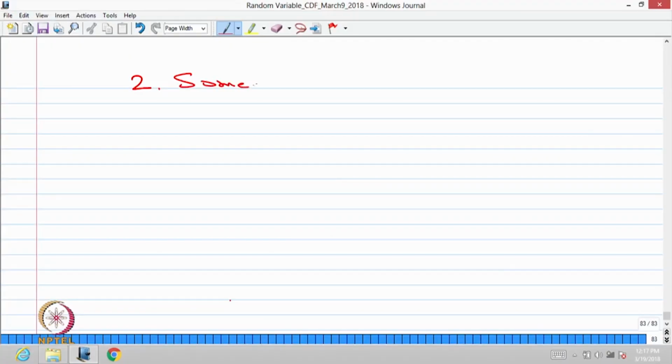That means I am going to discuss a few important continuous type random variables: what is their probability density function, what is the CDF of those continuous type random variables, then what is the mean, variance, MGF if it exists, then characteristic function and so on. So, the title of this lecture is some common continuous distributions.